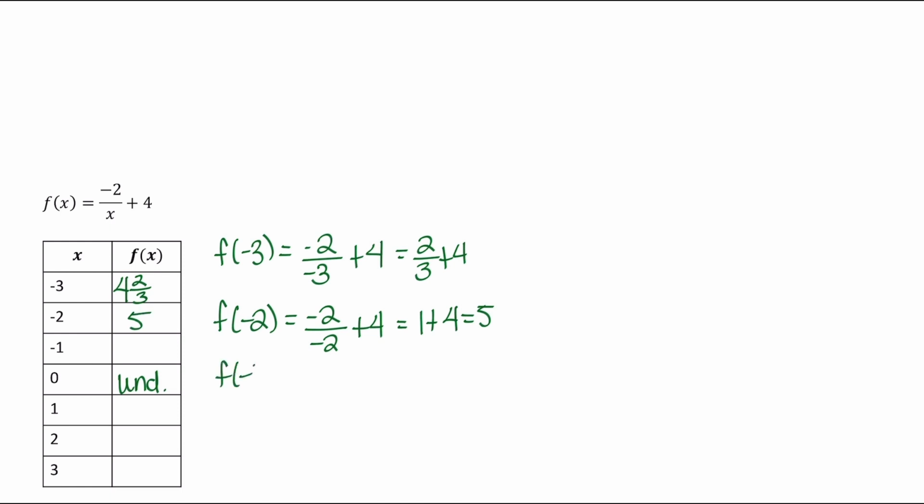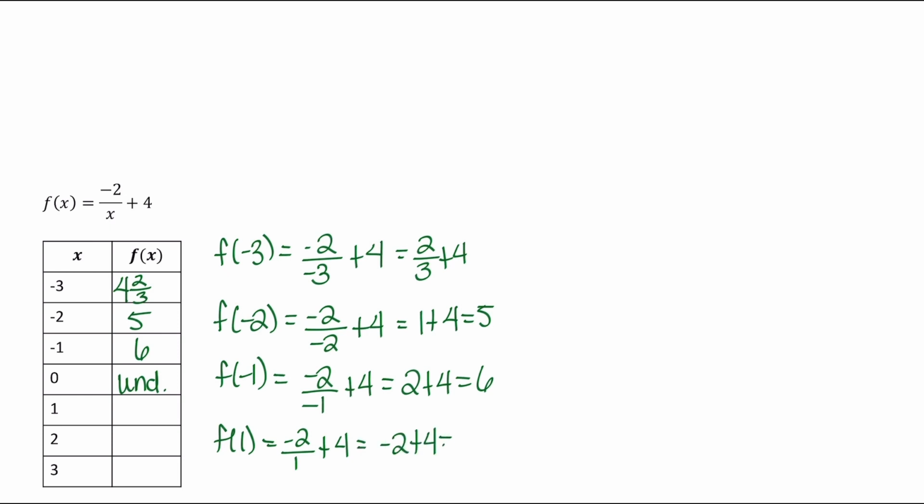So I have f of -1. So that's -2 over -1 plus 4, which is 2 plus 4. So that equals 6. I have f of 1, which is -2 over 1 plus 4. So that's -2 plus 4, which equals 2.